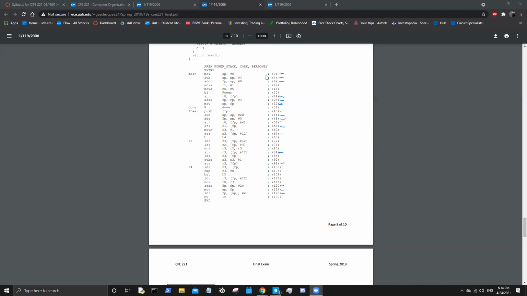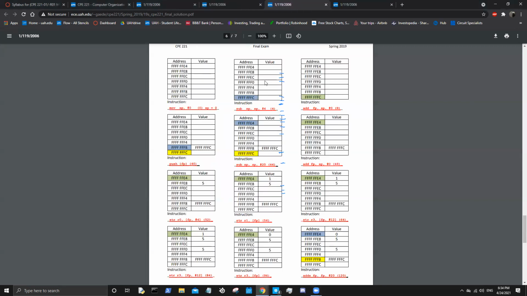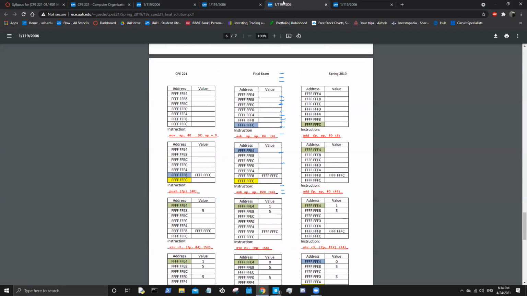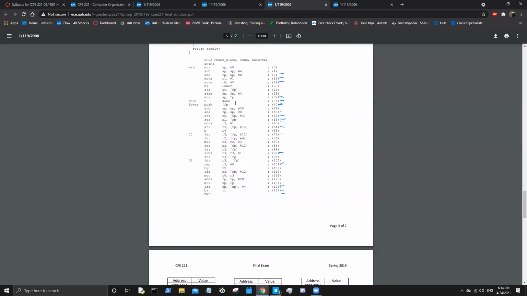So I can go over the effect of some of these instructions. Actually, it's probably better if I open up the solution and show that instead, so I don't have to get rid of these. Give me a second. I'll open the solution in another window. All right, I got it. Scroll down. There we go. All right. Here's the solution for this.